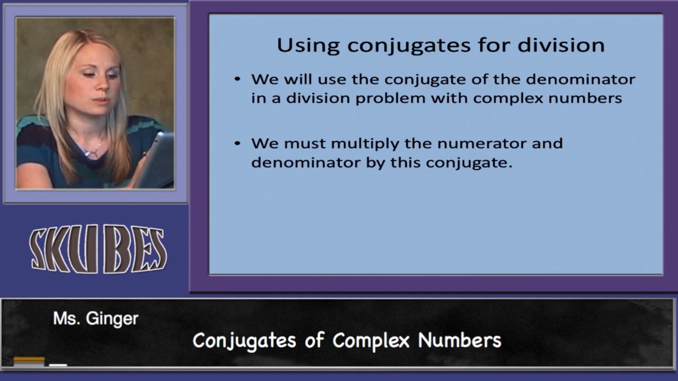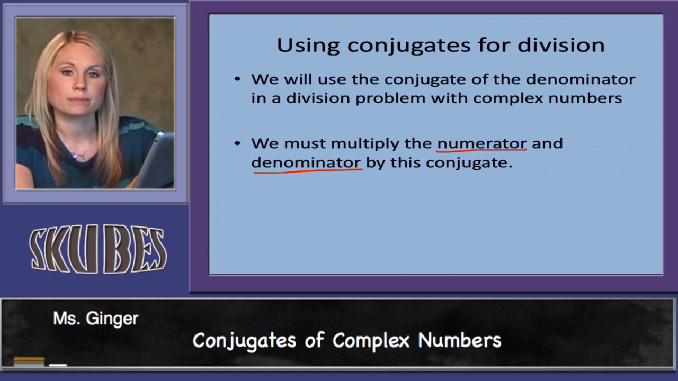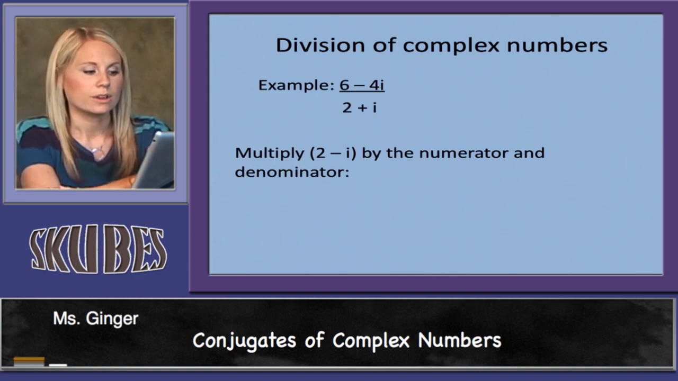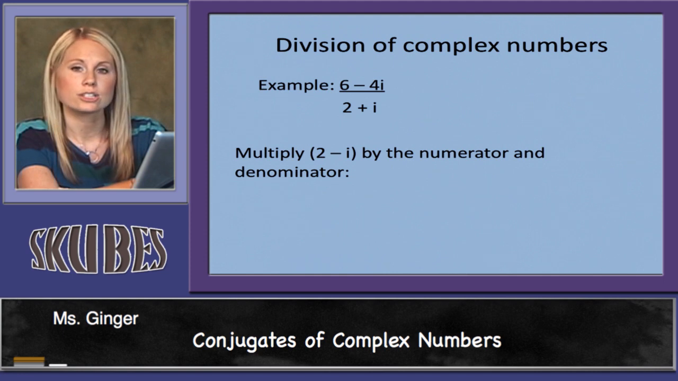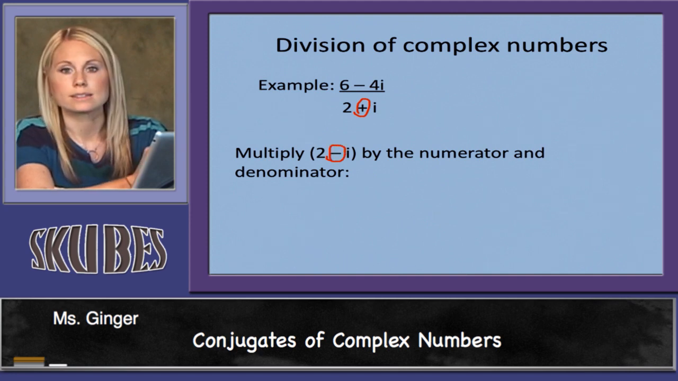What we're going to do is take the conjugate of the denominator and multiply it by both the numerator and the denominator that we see in the problem. So let's take a look at this example. We're going to divide 6 minus 4i divided by 2 plus i. And remember that we have to use the conjugate of the denominator. So when you see this plus sign in the denominator, we're going to be using a minus instead.